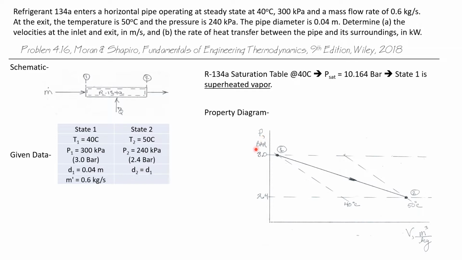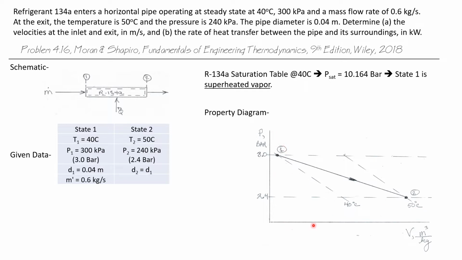Let's look at a property diagram so we can visualize this process. Let's look at state 1. Let's go to the saturation table at 40 degrees C, which is the temperature at state 1. And we find the saturation pressure is a little over 10 bar. But state 1 is only at 3 bar. So state 1 is clearly a superheated vapor. So I'm going to plot it out here in the vapor region.